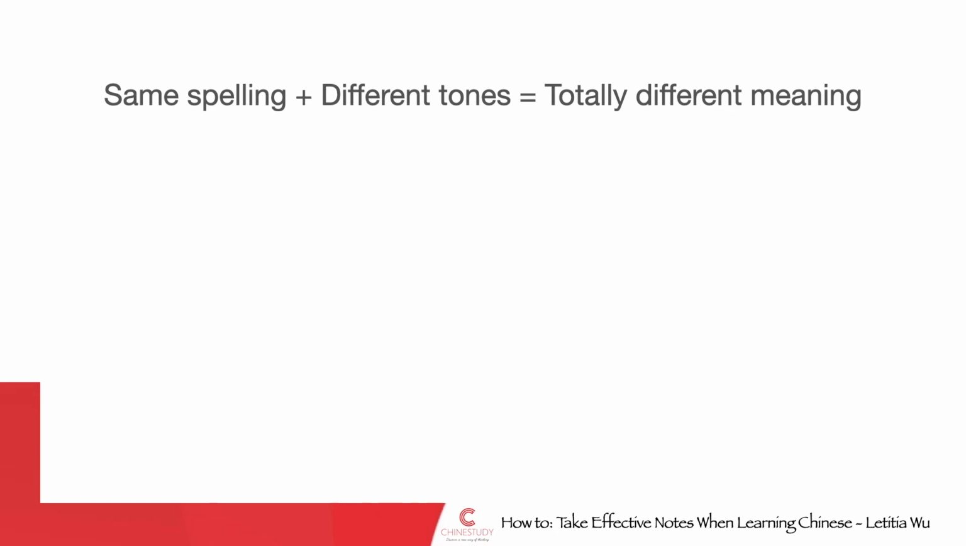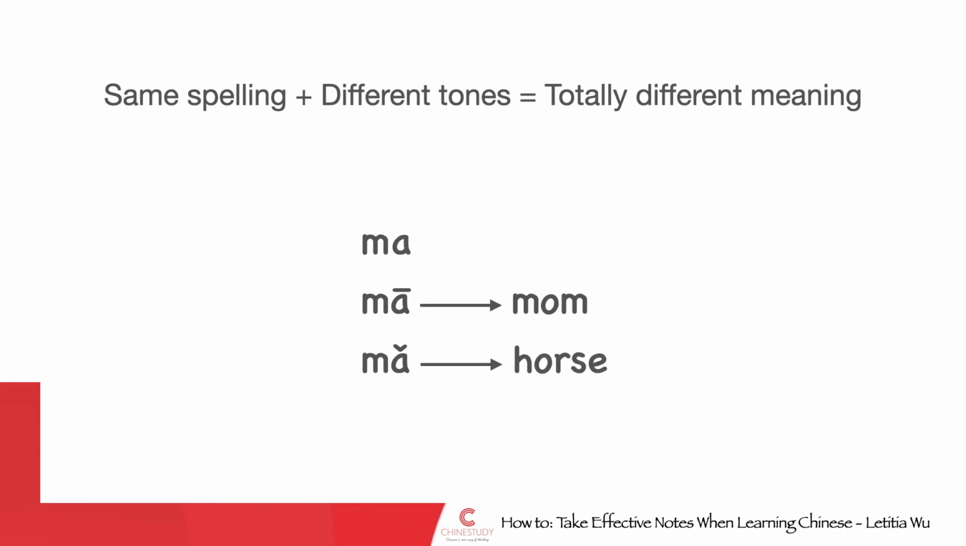The combination of the letters M and A. When it has the first tone, which is flat, it is Ma, which means mom. While if it had the third tone, which is the falling rising, it will be Ma, which indicates the horse. So, Ma and Ma, they share the identical spelling, and the only difference is the tone. So if you typed the pinyin without the tones, you would miss the most important message about the words.